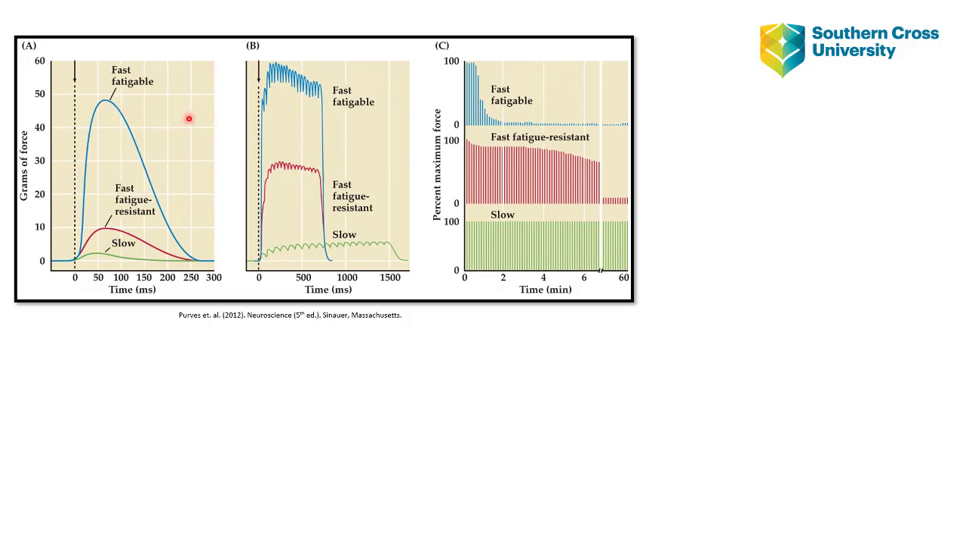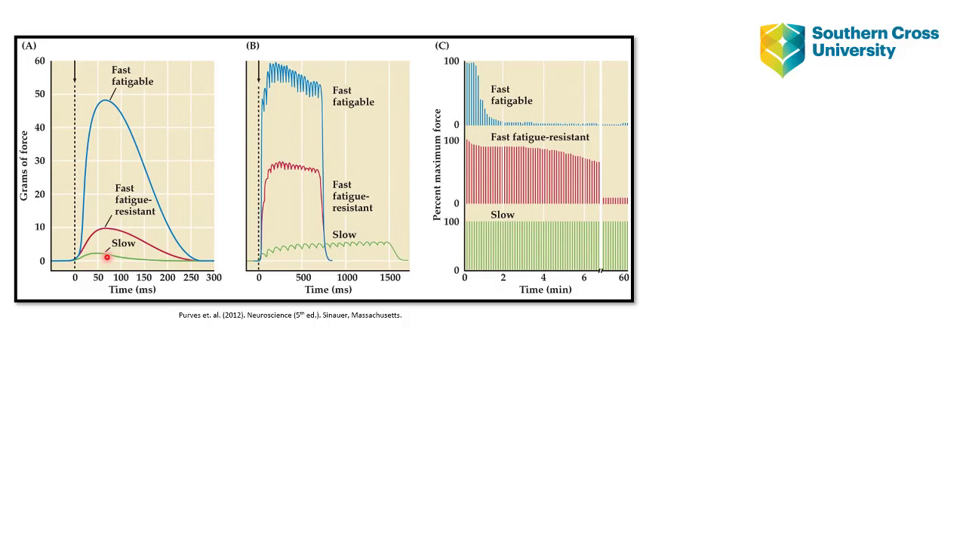And then you have your biggest of all, your fast fatigable. And so these ones have huge twitch forces for a single motor unit. So this is depicting twitch forces: slow has very small twitch forces, because the muscle fibers themselves are quite small.